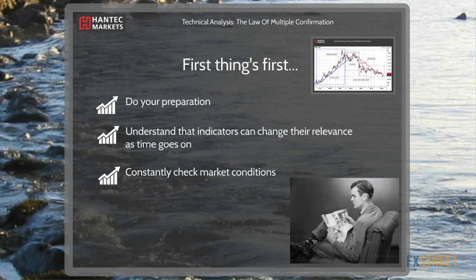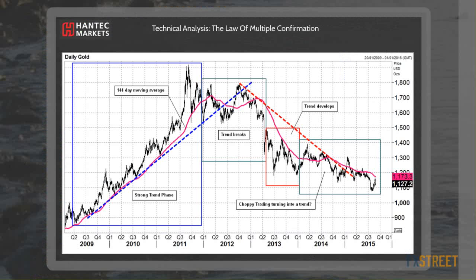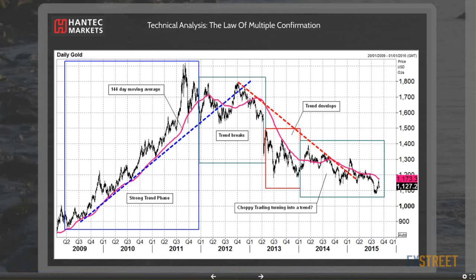Right, first things first, my analysis. Now, different indicators work differently at different times on different instruments, and I think the best chart I can use to show you that is the 144-day moving average on gold. Now, you can see through 2009 to 2011, the 144-day moving average on gold was an excellent basis of support. It held the uptrend all the way through those 3 years, and it was a superb indicator.